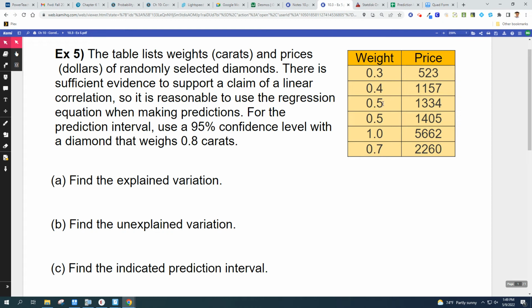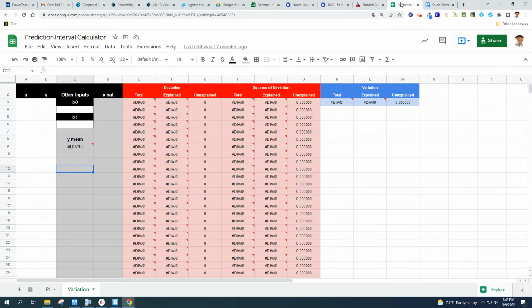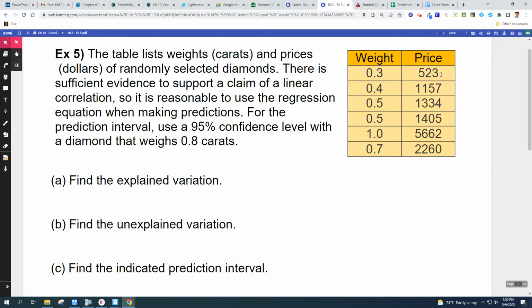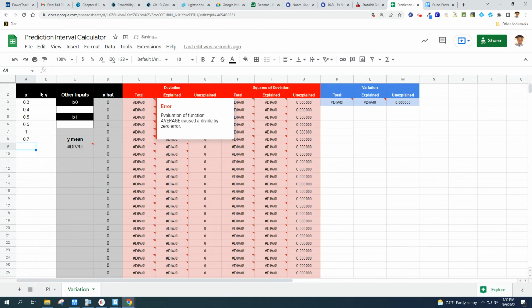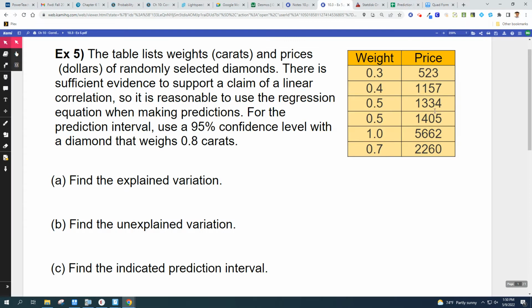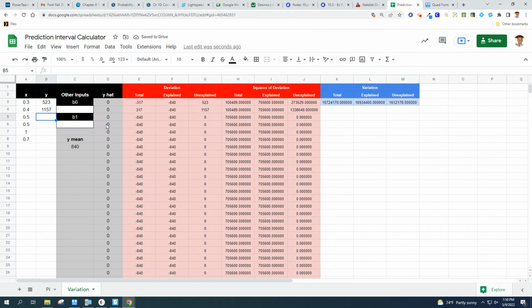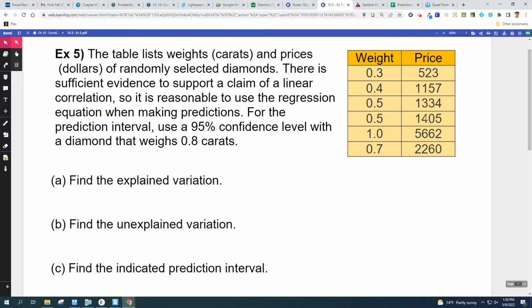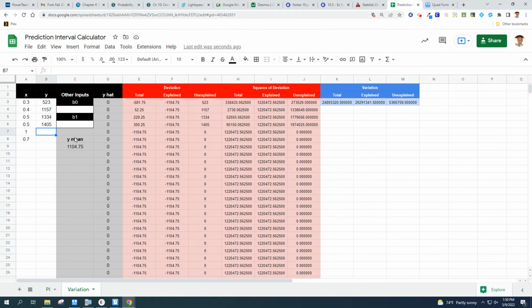X numbers 3, 4, 5, 5, 1, and 7. Y numbers 523, 1157, 1334, 1405, 5662, 2260.